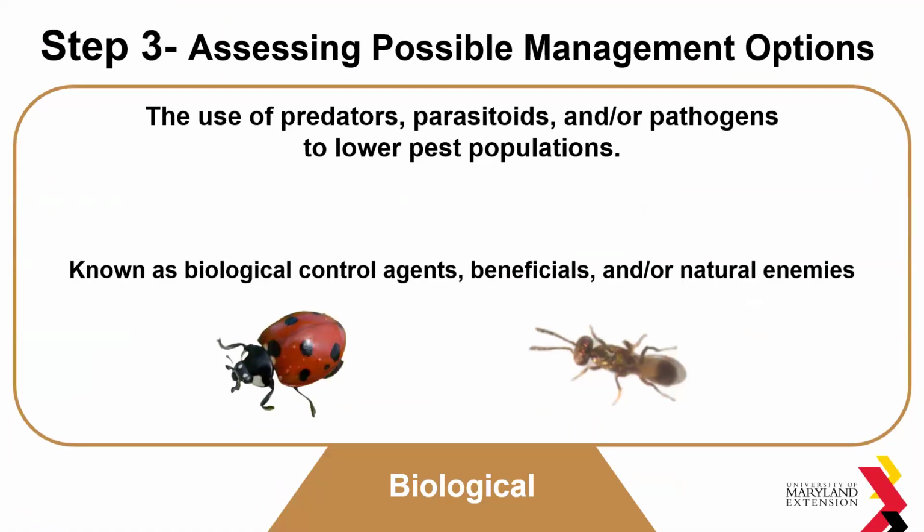Moving upward, we'll go on to biological control tactics, which is the use of predators, parasitoids, and/or pathogens to lower pest populations. These particular organisms, whether they're predators, parasitoids, or pathogens, are known as biological control agents, beneficials, or natural enemies. So we have these three commonly used terms to refer to the organisms that can help to lower pest populations.